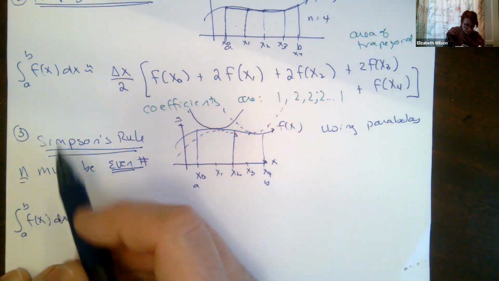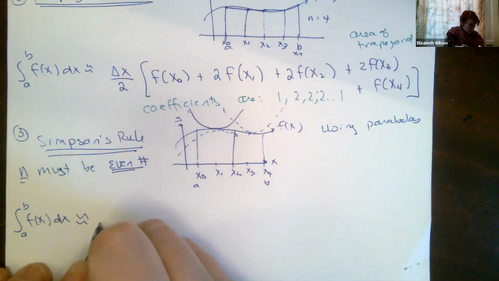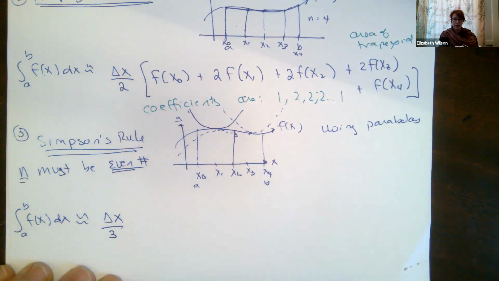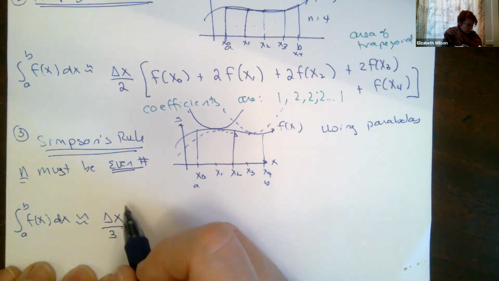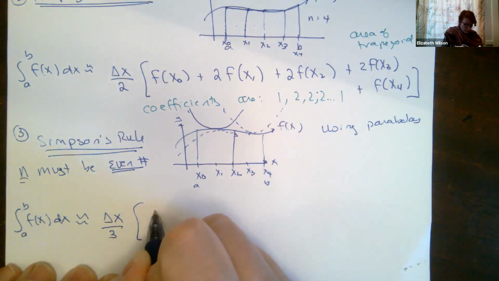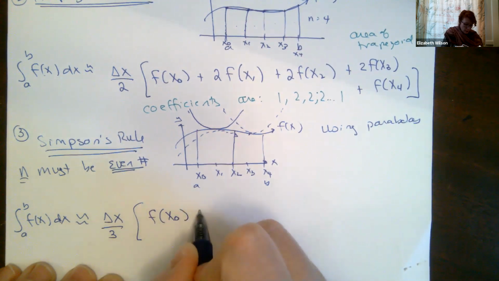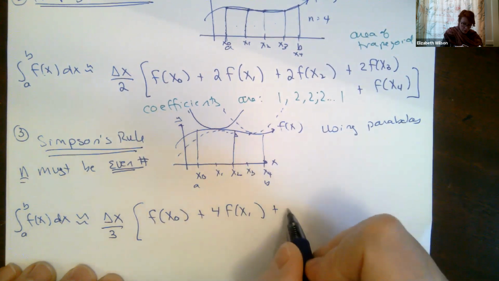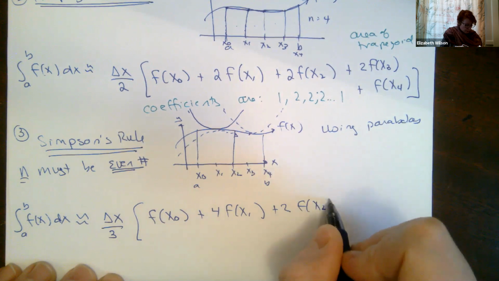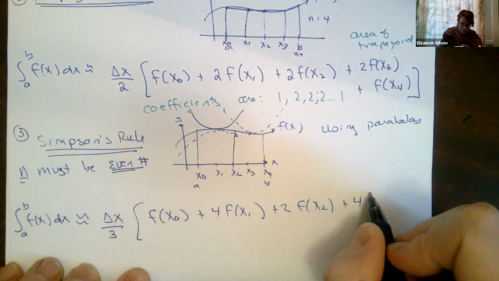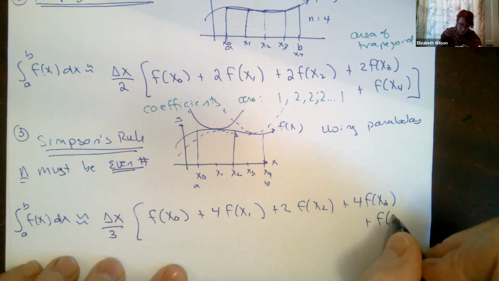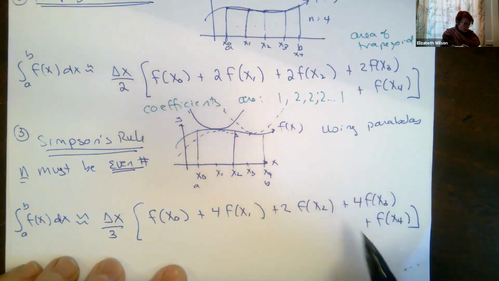It's gonna be approximately equal to delta x over three, because how many points do I need to create a parabola? I need 3 points to create a parabola. F of x naught plus four f of x one plus two f of x two plus four f of x three plus f of x four. And we're gonna talk about what these are.